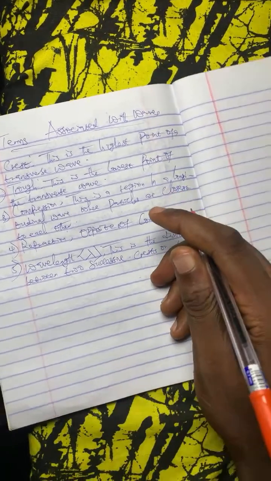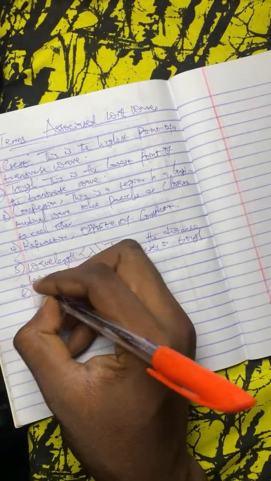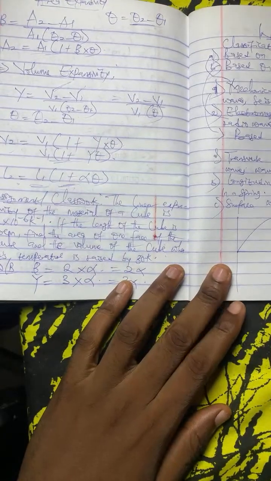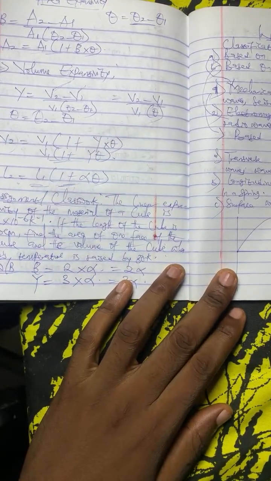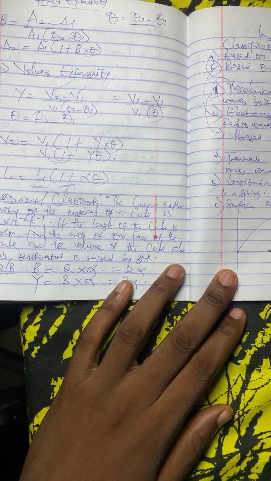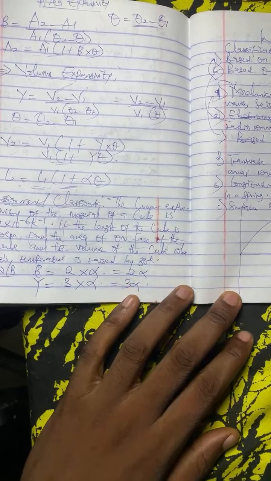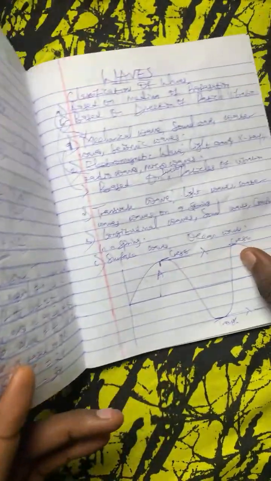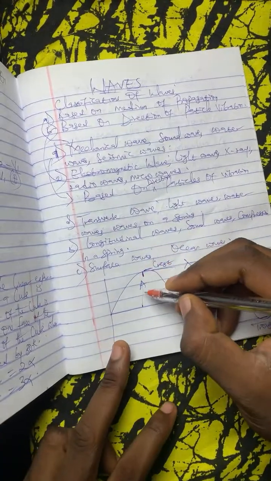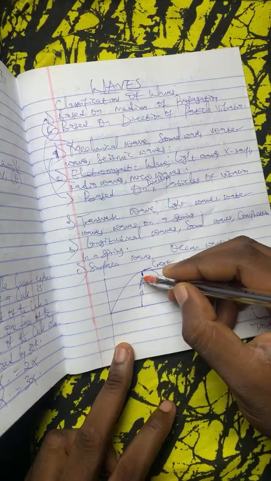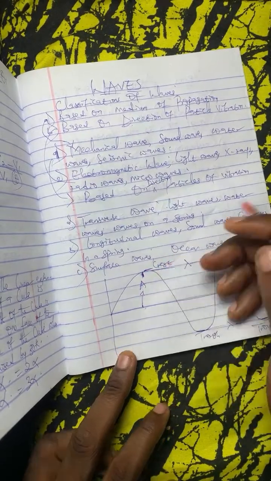Now move to amplitude. I forgot to show you what amplitude is. The distance between this particular point here and this point of origin, from here to here, is called the amplitude.